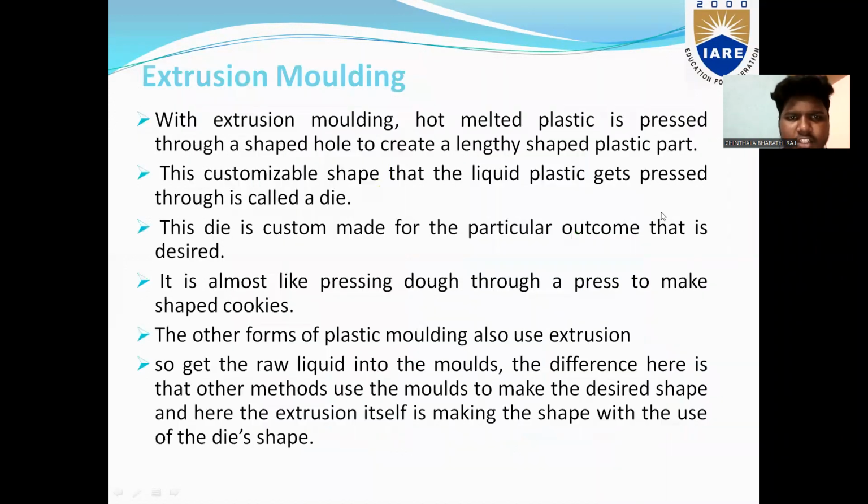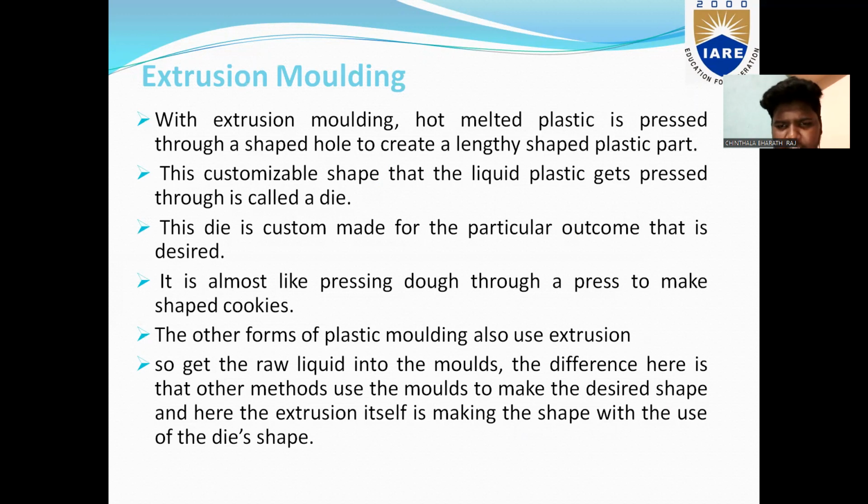First of all, extrusion molding. With extrusion molding, hot melted plastic is pressed through a shaped hole to create a lengthy shaped plastic part. This customizable shape, that is liquid plastic, gets pressed through a die. This die is custom made for the particular outcome that is designed. It is almost like passing dough through a press to make shaped cookies.